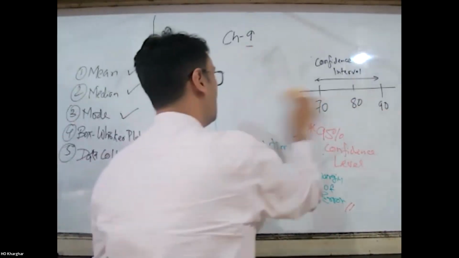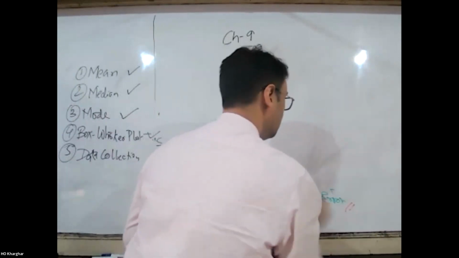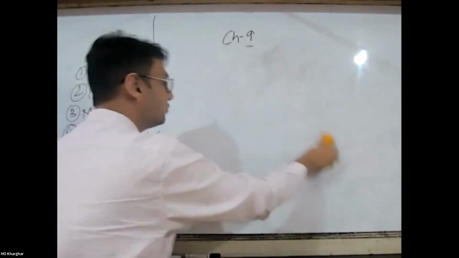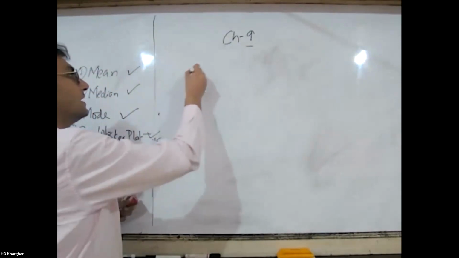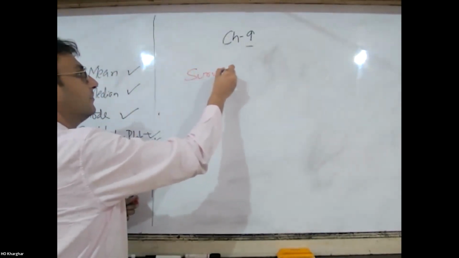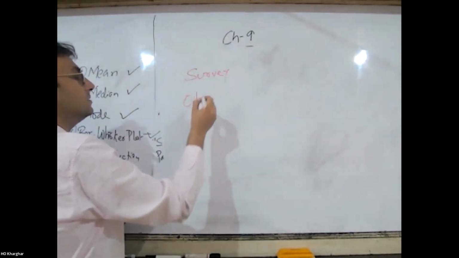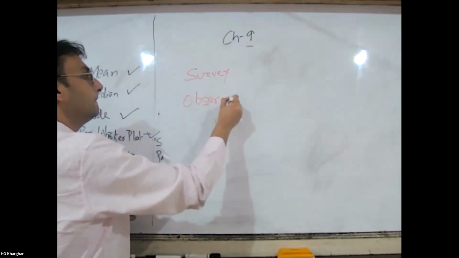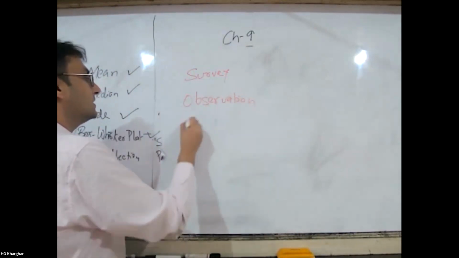Now, one more thing. There are 3 types of study that you must know. One is called survey. The other is called observation. And the third one is experiment.